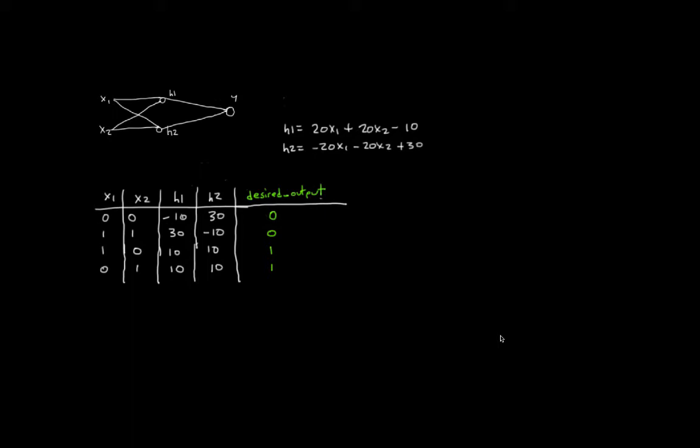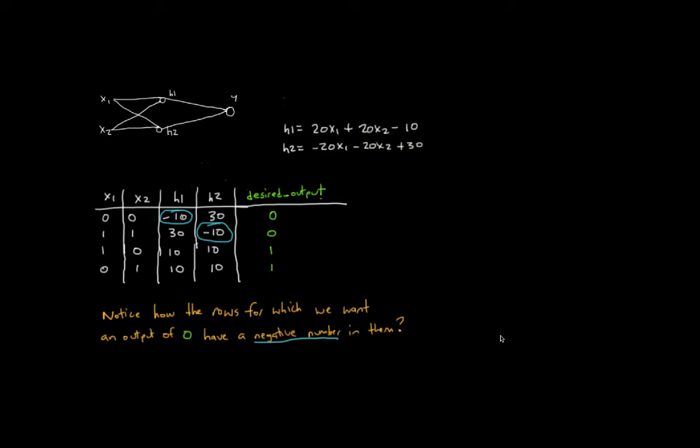With the H1 and H2 linear equations I've written up above, we see that either H1 or H2 is a negative number when we want an output of 0 to result. But H1 and H2 are both positive when we want to output a 1. You'll see in this row and this row, H1 and H2 are positive for outputs of 1, whereas in these rows, one of them is negative when we want the outputs to be 0. Now, this is a really useful intermediate result that we can make use of to eventually solve the XOR problem.